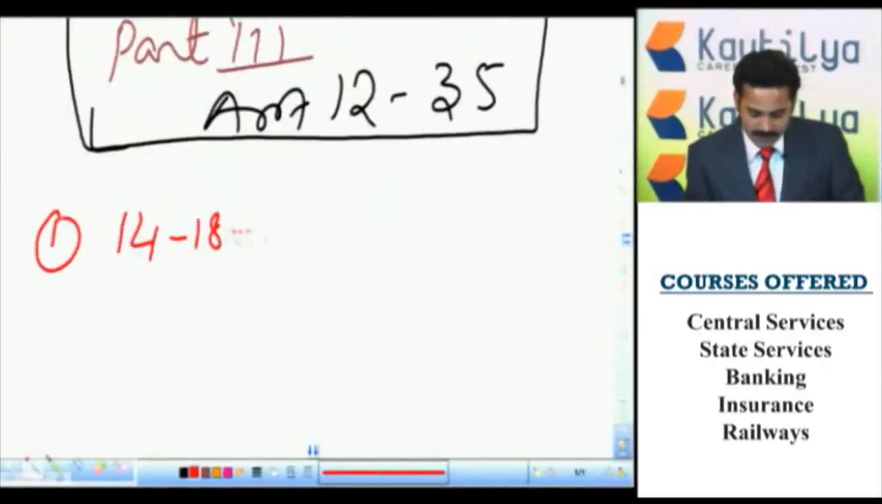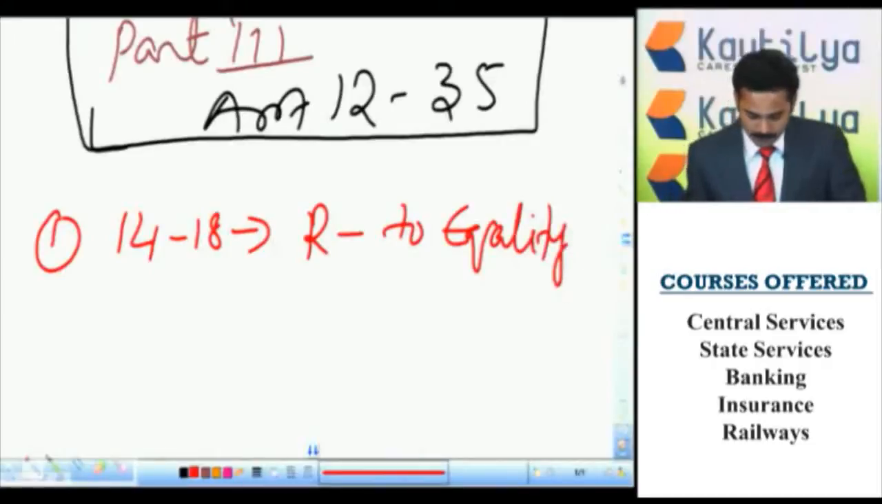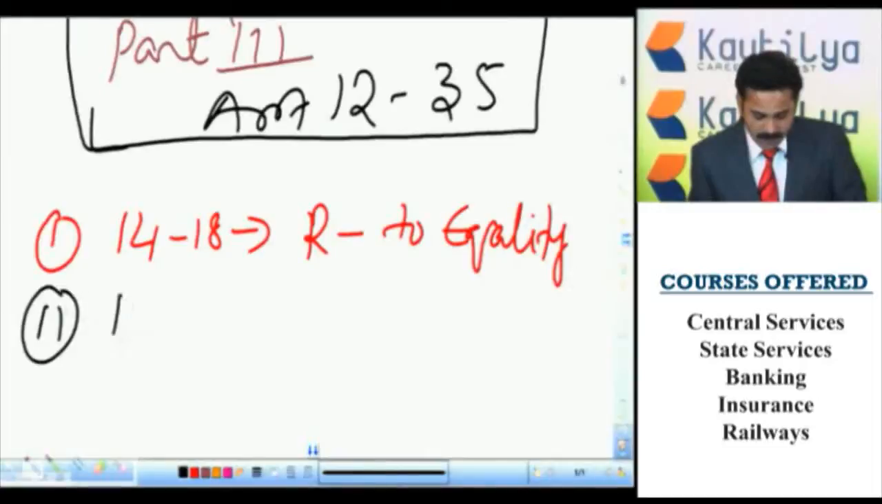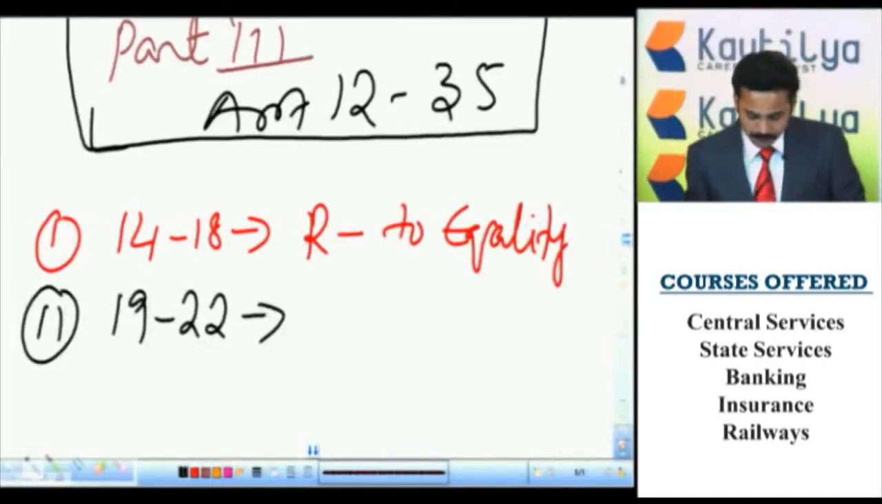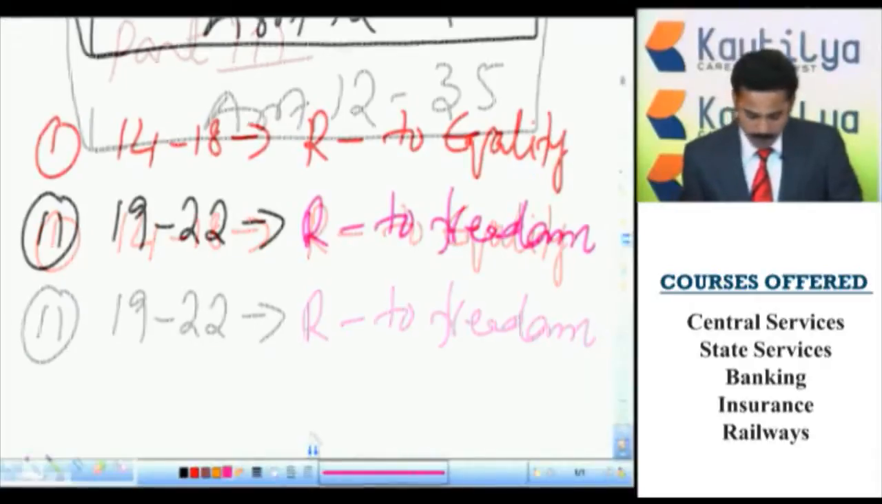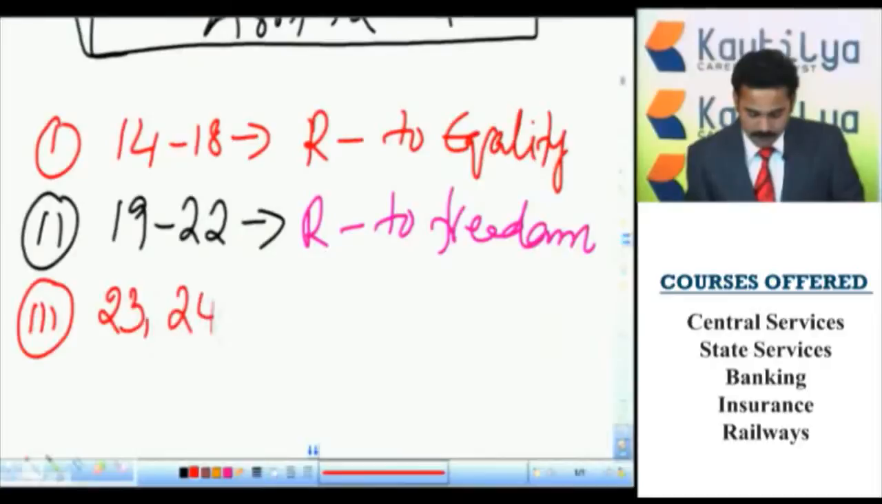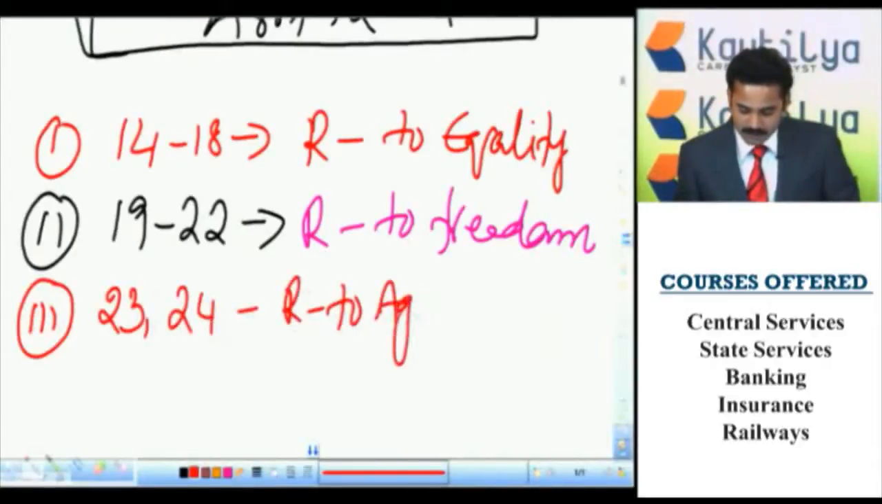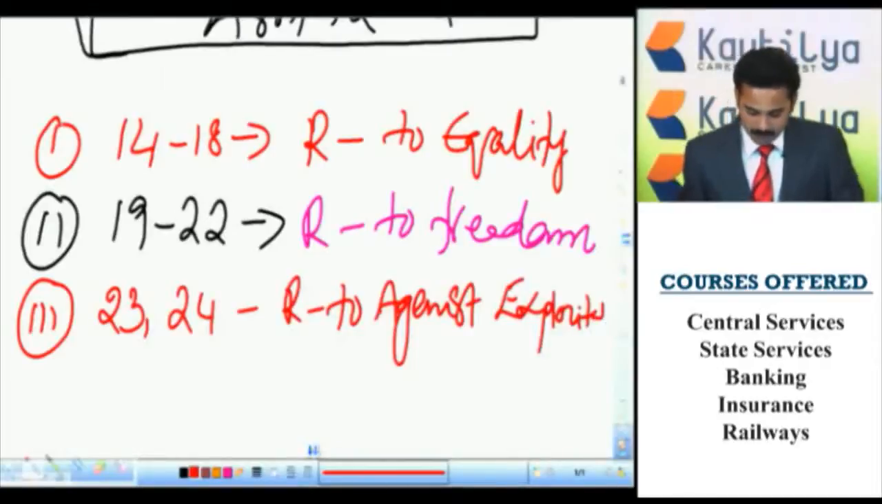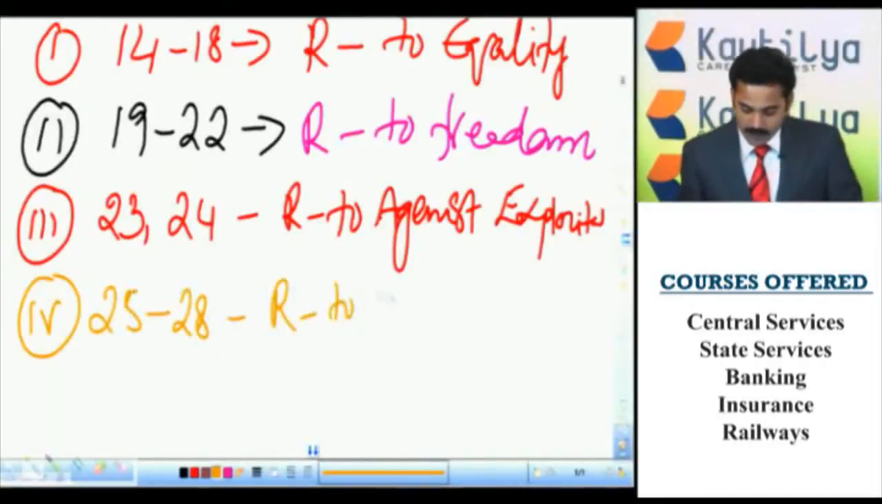Article 14 to Article 18, right to equality. Second one, Article 19 to Article 22, right to freedom. Third one, Article 23-24, right against exploitation. Fourth one, Article 25-28, right to religious freedom.